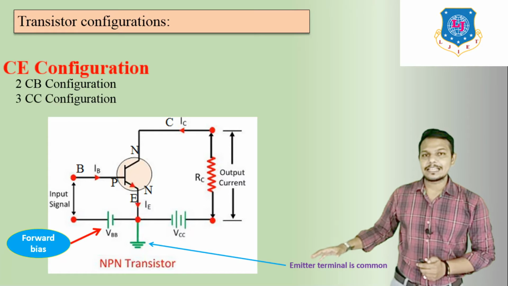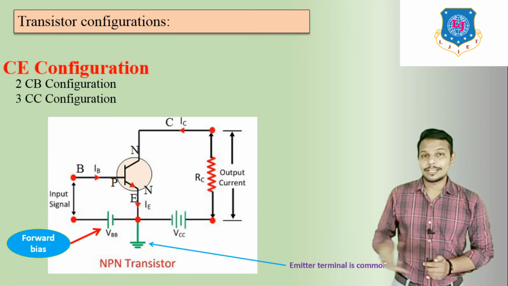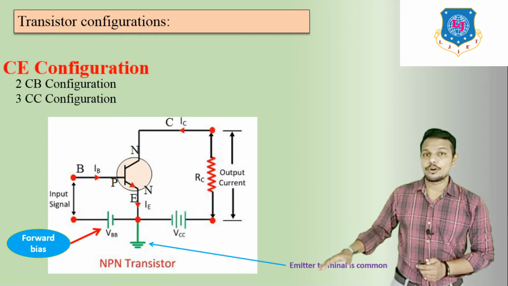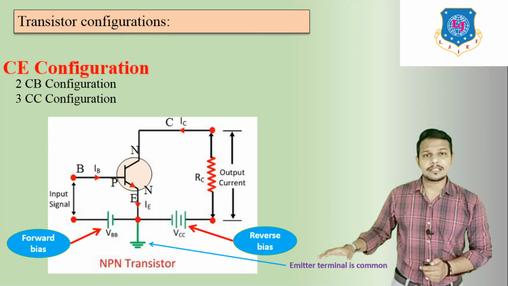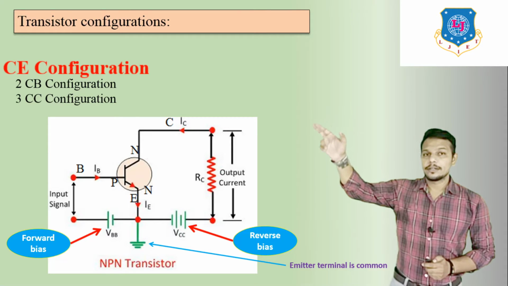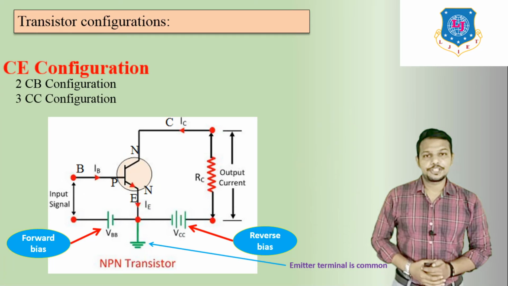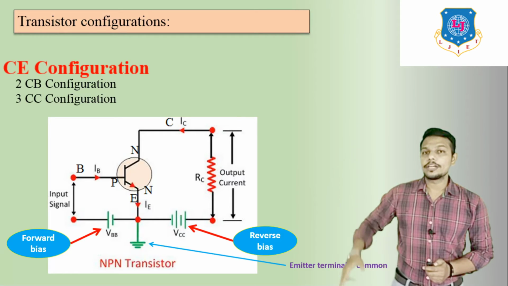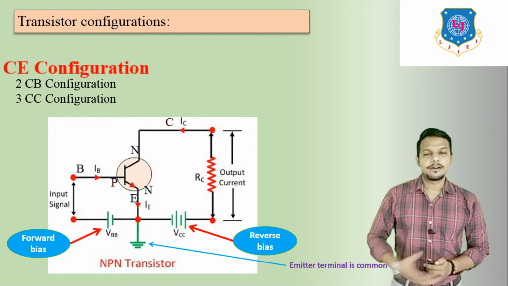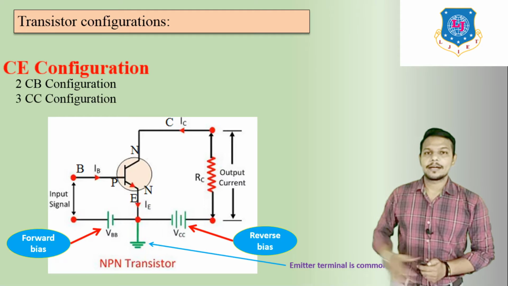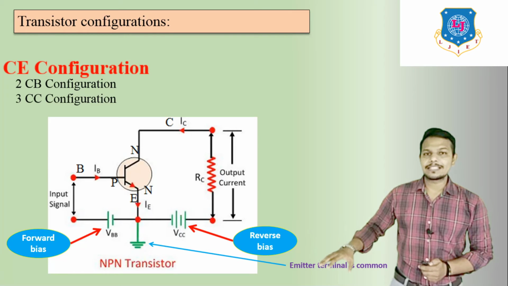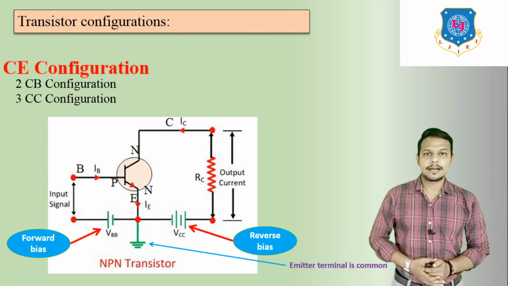Now here VCC is your output voltage, or we can say VCE is your output voltage. VCC is reverse biased. Why is it known as reverse bias? Here we can see VCC's first polarity is positive, which is directly connected to the NPN's N region. That means N, and here positive. That means it is similar, it becomes reverse bias. So that's why here we connect VBB as a forward bias and VCC as a reverse bias.